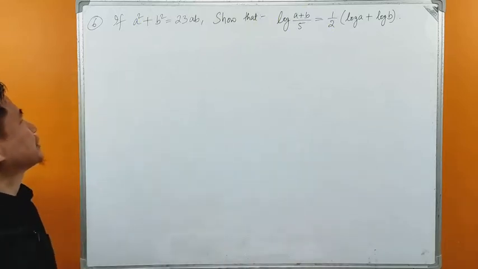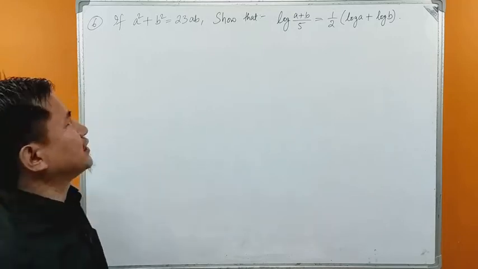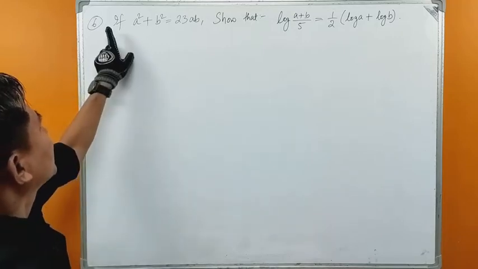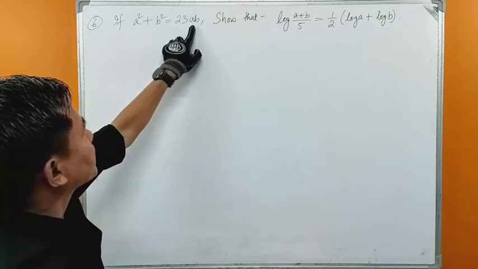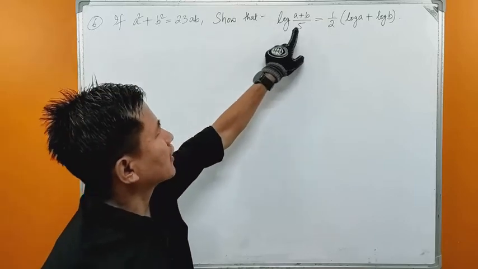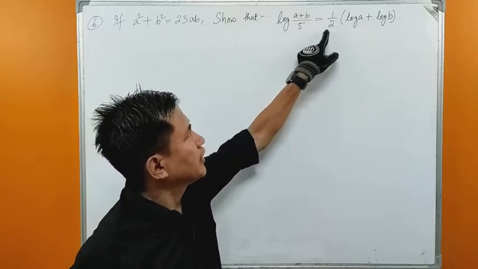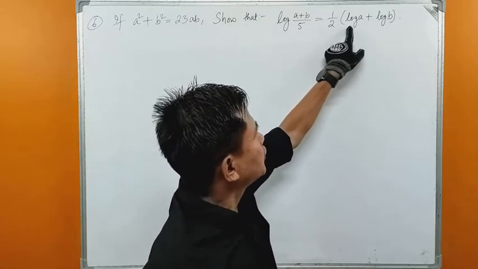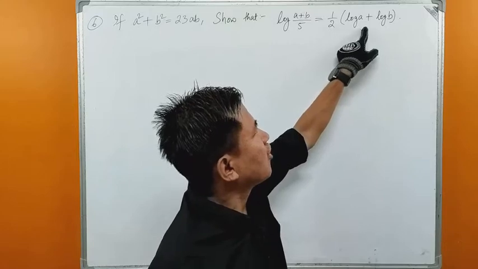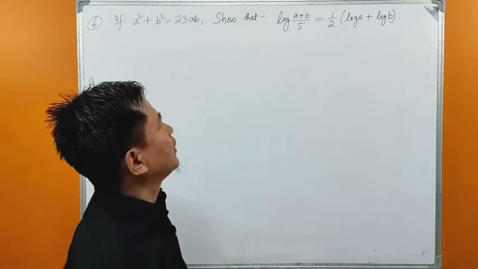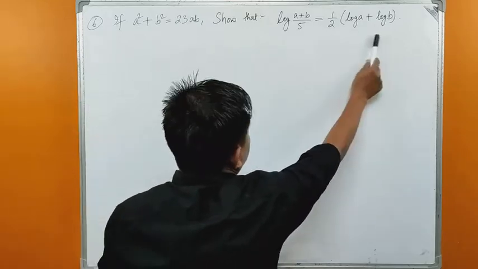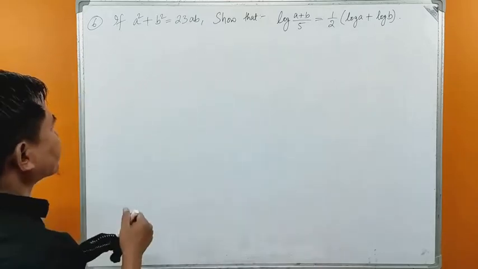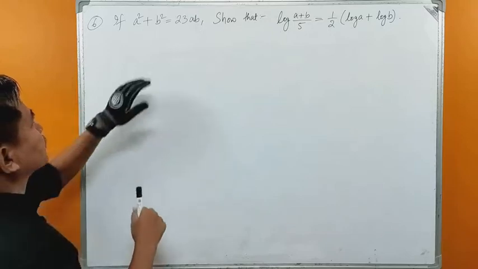This is question number 6 from exercise 8D, logarithms. If a square plus b square equals 23ab, prove that log of (a plus b) upon 5 equals 1 upon 2 (log a plus log b), isn't it? So this is the given condition. We are asked to prove this. So let's begin. Let us first use the given condition.